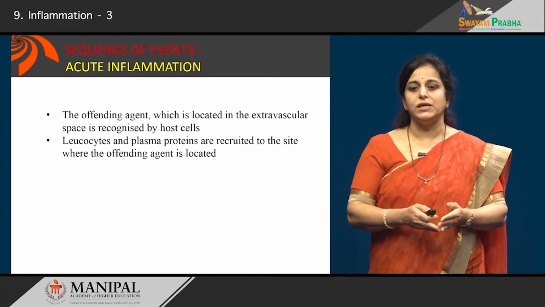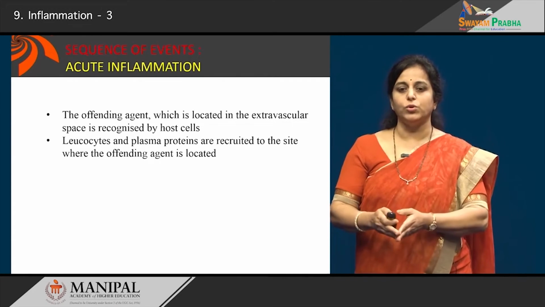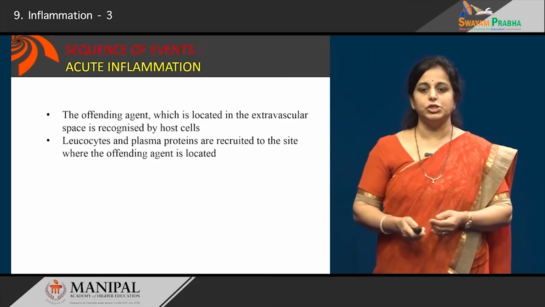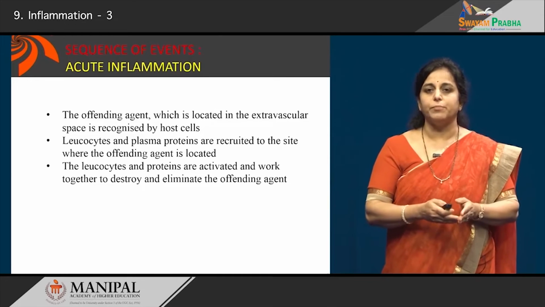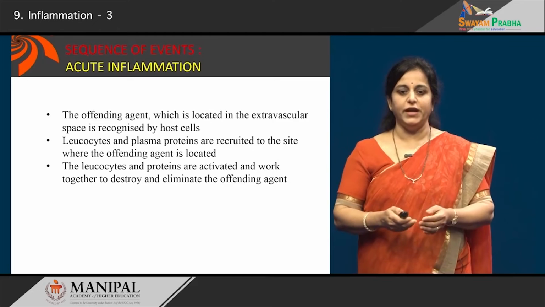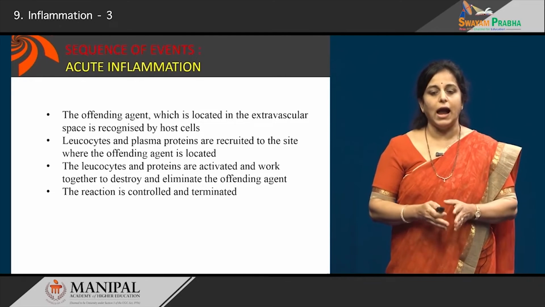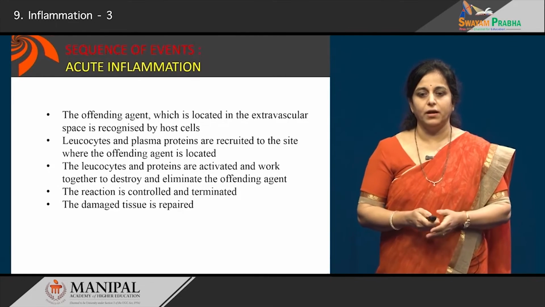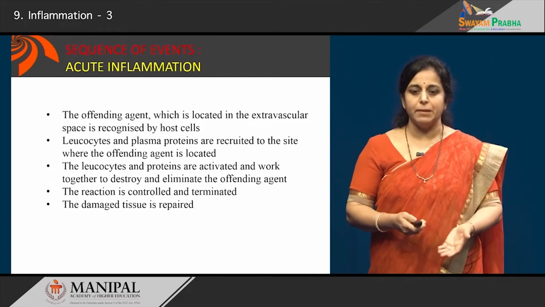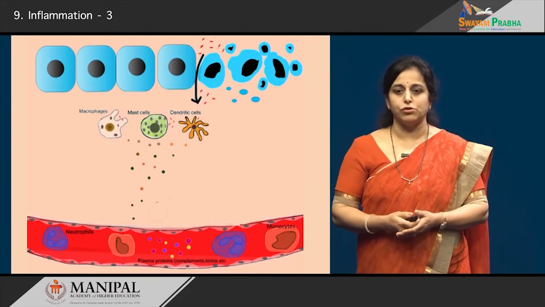Leukocytes and plasma proteins, which are present within the circulation, are now recruited to the site of the injurious agent. The leukocytes and the proteins together work to destroy and eliminate the offending agent. However, this reaction is controlled and is terminated, and the damaged tissue is repaired. Let us get a better understanding of the sequence of events.